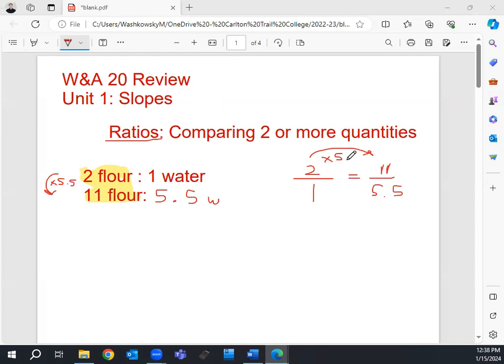And so again, if it's ever unsure, like where am I getting that times 5.5? I've just taken the same units of measurements. I've taken the flour. If I want to know how many times 2 fits into 11, I can just do 11 divided by 2, and that's where I got that 5.5. 11 divided by 5.5 gives me 2. 2 times 5.5 gives me 11. So you can always test it out. So that's what ratios is.